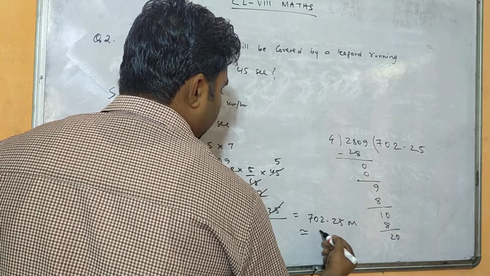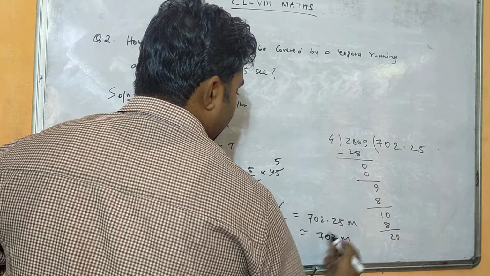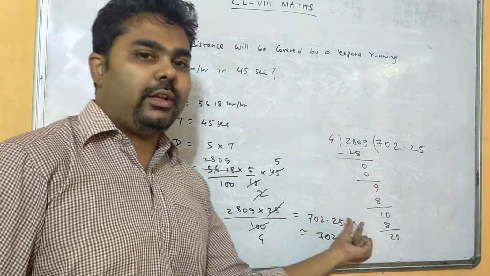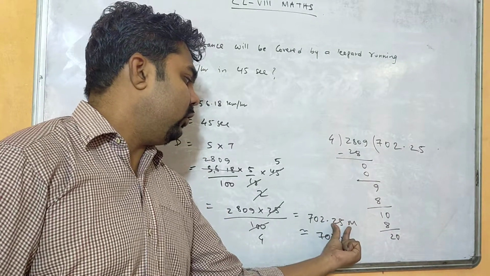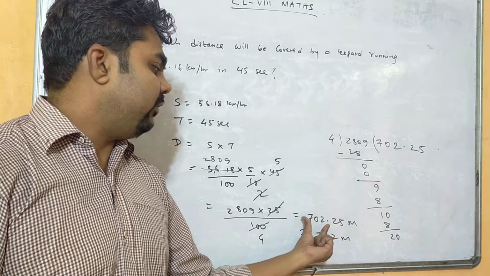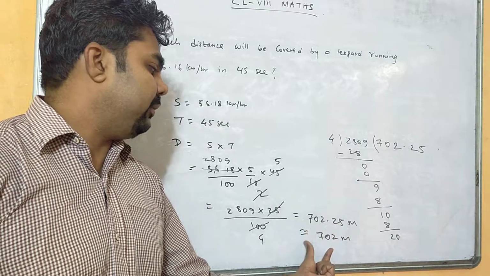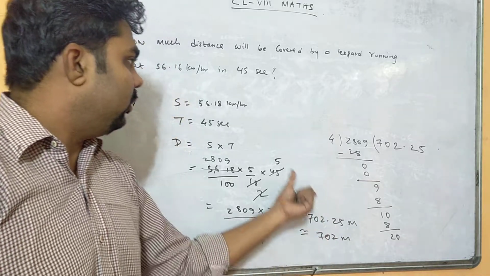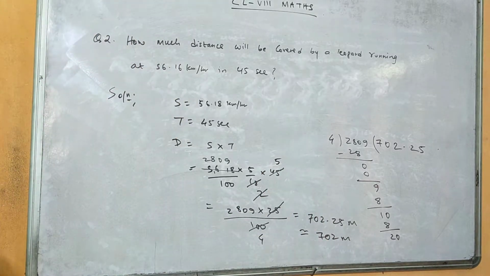Or this can be 702 meter, because after the decimal point, 2 is there, which is less than 5. So if it is less than 5, then the round off will be 702. But if it is 5 here, then we could have written 703. So you can leave your answer up to here, or you can round off. This is your required answer.